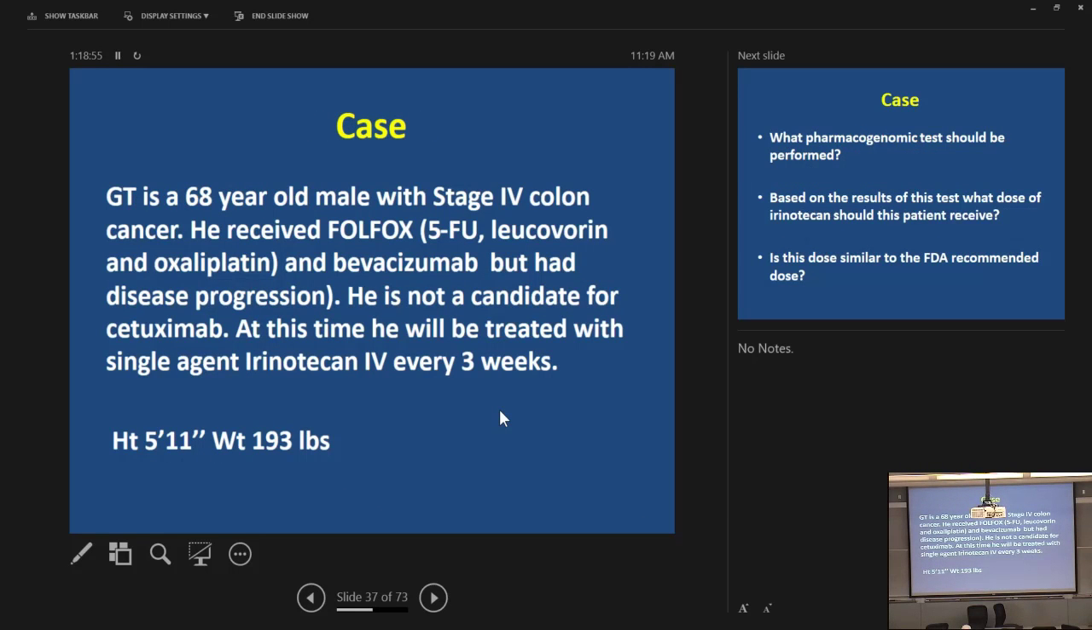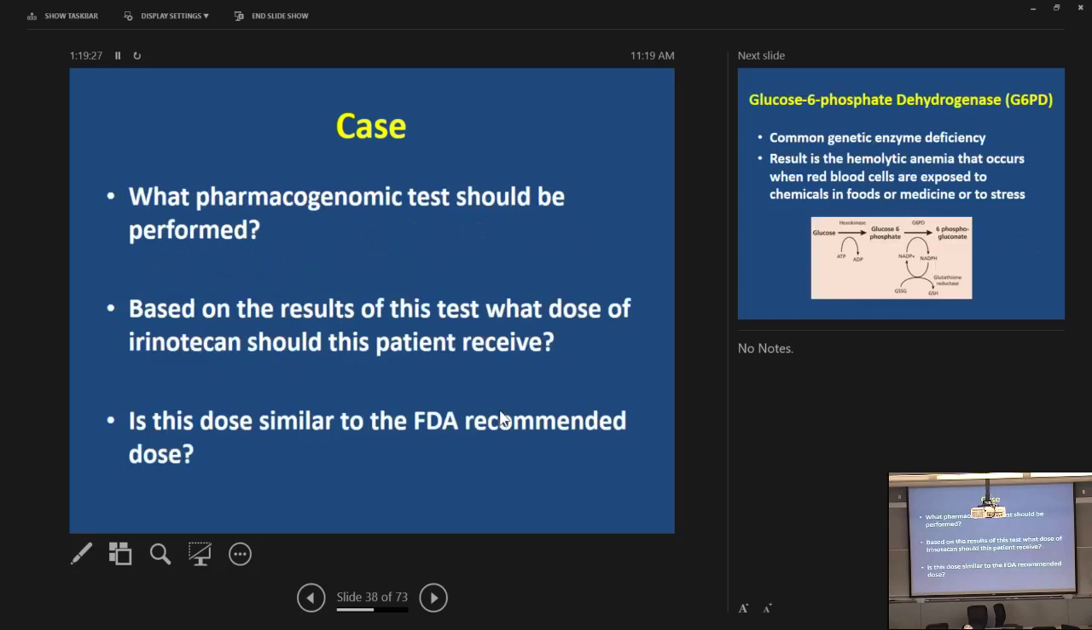So we won't go through this case just for the sake of time, but this is thinking about, well, maybe we will. Okay, it won't take us long. So stage 4 colon cancer, received FOLFOX and Bev, had disease progression, not a candidate for cetuximab. So what would your options be? Can't get an EGFR. I mean, it's right here for you, but can't get FOLFOX, right? So you're now onto your irinotecan containing regimens. Okay, so we're gonna give single agent irinotecan for this guy every 3 weeks. I put a height and weight there if you want to calculate his BSA.